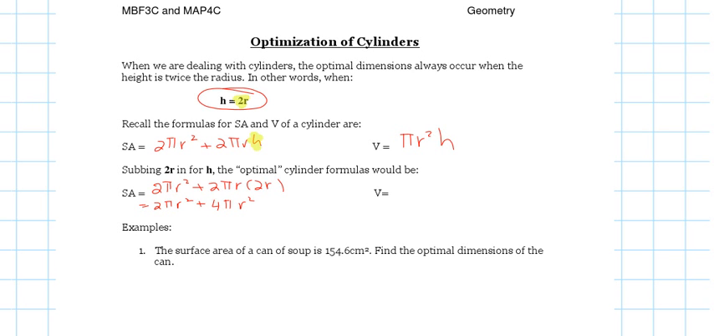Common factor. If you have 2 pi r squared plus 4 pi r squared, what do you get? What does that equal to? 6 pi r squared. Why 8? You're adding. You have 2 apples plus 4 apples. That's 6 apples. So the formula for the optimal cylinder surface area is actually 6 pi r squared.